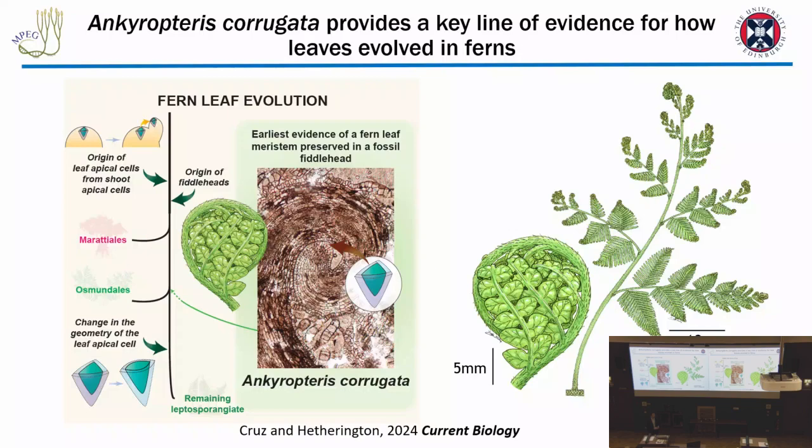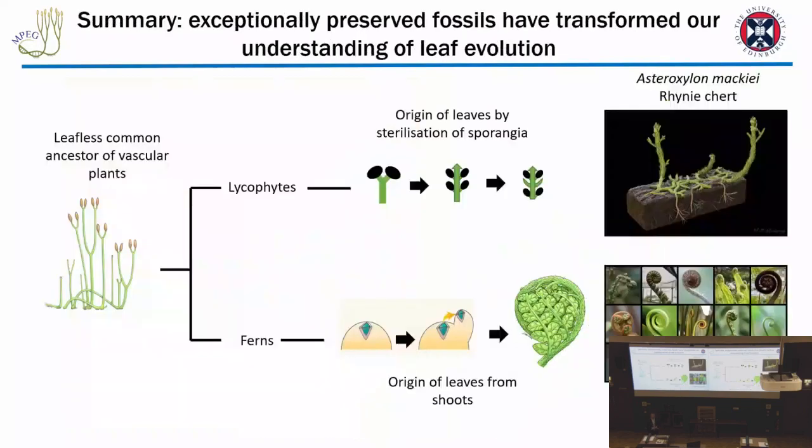Great, so with that, I'm going to wrap up. So in summary, what I really want you to take away from this is how important fossils with exceptional preservation have been and will be in the future for changing our understanding of leaf evolution. So from a common ancestor that lacked leaves, we can see that leaves evolved at least twice independently. In the lycophytes, they likely evolved through the modification of reproductive structures. By contrast, in the ferns, we see that actually leaves likely evolved by modifications of shoots before they actually gave rise to the fiddleheads we're so familiar with today.